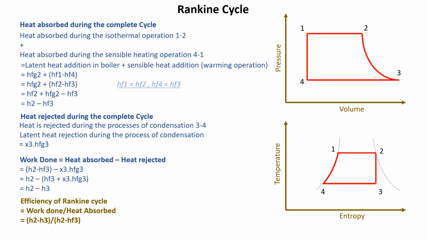And for the efficiency of the Rankine cycle, work done upon heat absorbed is equal to H2 minus H3 divided by H2 minus HF3. The point 2 is dry saturated steam, so from the steam table we can directly get the value of Hg2. And point 3 is in the wet steam region, so we have to calculate the value of H3, which is equal to HF3 plus X3 multiplied by HFG3.